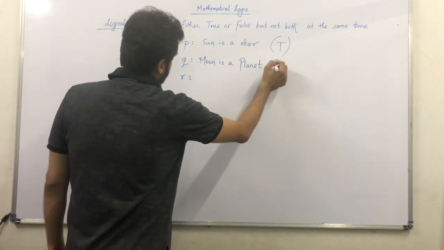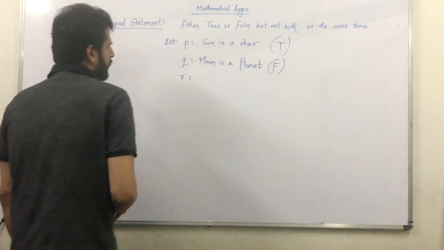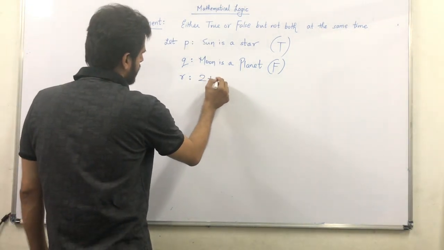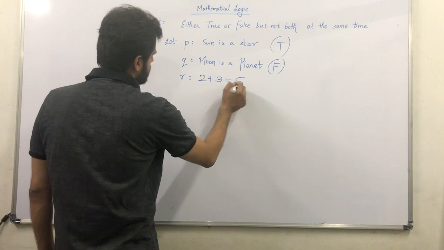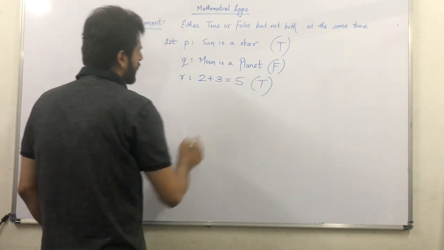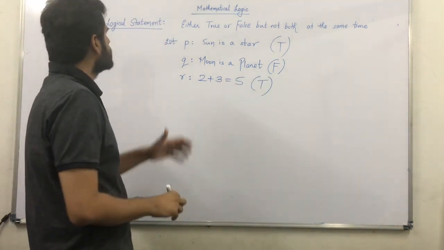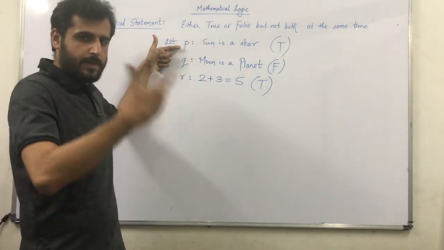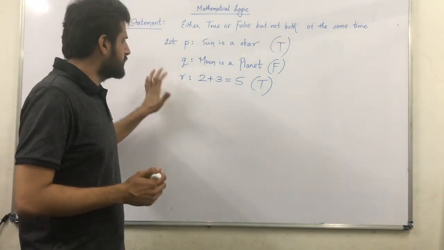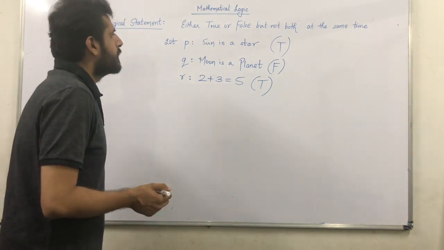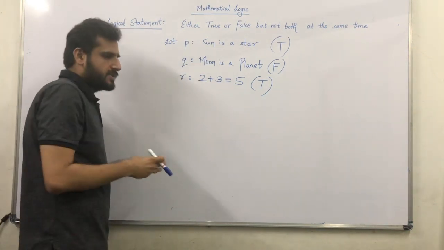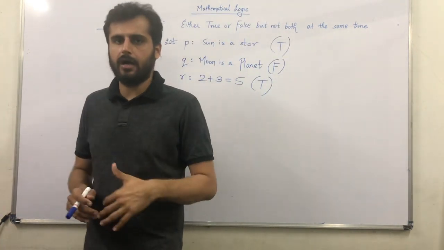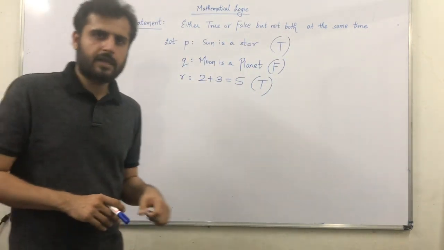So what is the truth value for Q? It is capital F. And then we have R as the statement that 2 plus 3 is 5. So this is true again, with truth value capital T. So P is a logical statement, Q is a logical statement, R is a logical statement. So we can use small letters P, Q, R as symbols to represent our simple statements in logic.